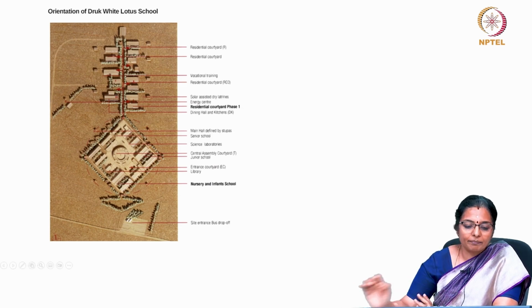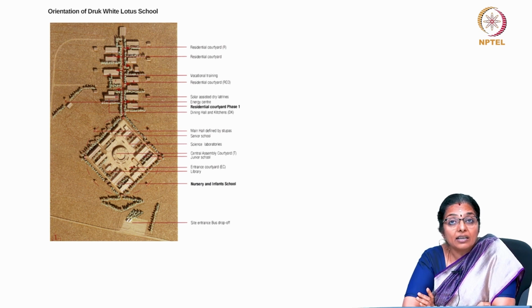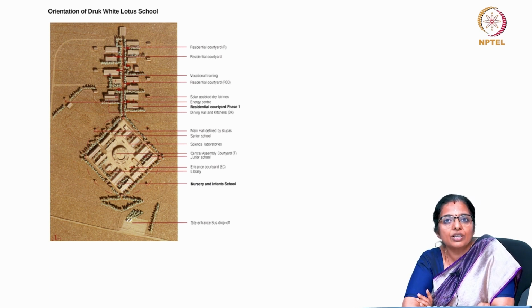Let us see the orientation of Druk White Lotus School, which is again in Ladakh, and it's a very cold place. It's in the Indian Himalayas and it's extremely cold, with snowfall during a large part of the year. For energy efficiency, the buildings are designed to take maximum advantage of the sun, taking into account the unique solar potential of the high altitude environment.